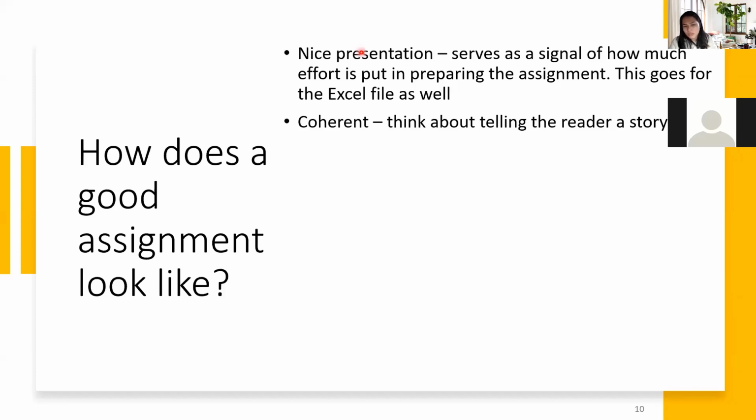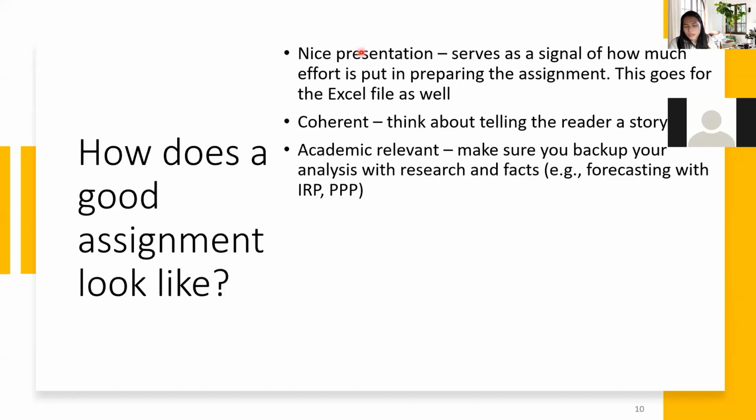The assignment should be coherent. When you write the report, you have to think about the reader. You're telling the reader a story, right? So it has to have some sort of introduction, and then say, for example, in this report, I'm going to tell you about the risk exposure of Afterpay, and I'm going to analyze it in different sections like this, okay? So make sure that you tell the reader a coherent story.